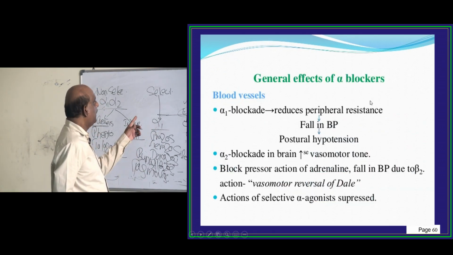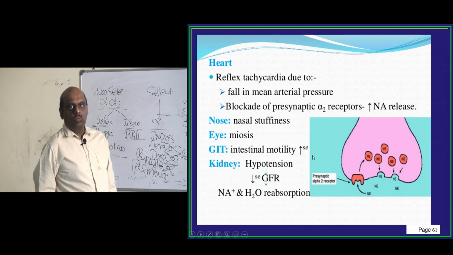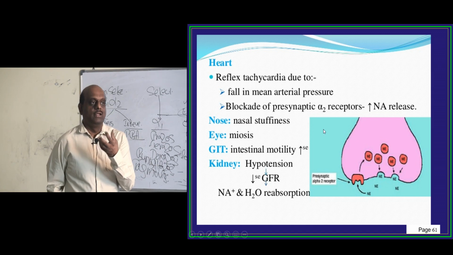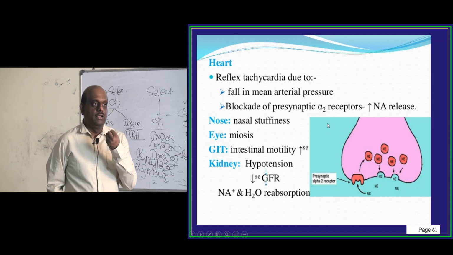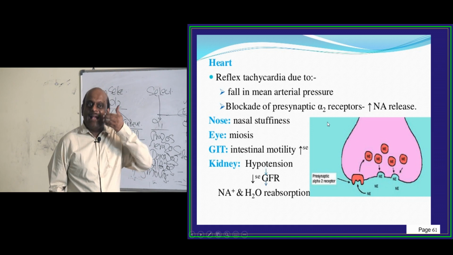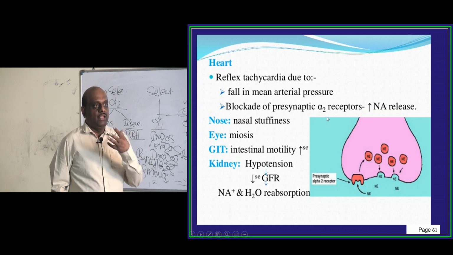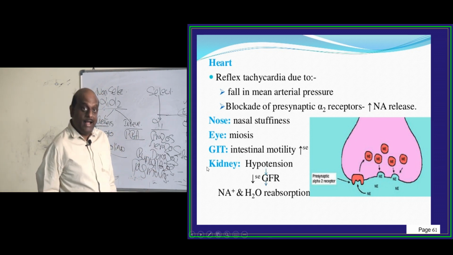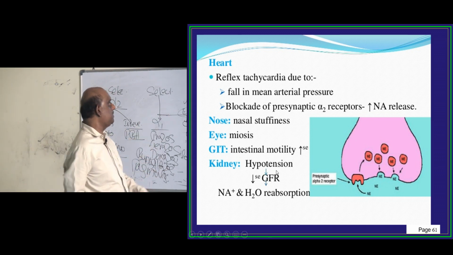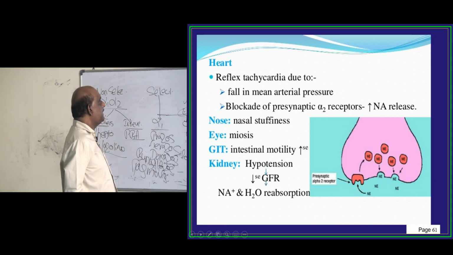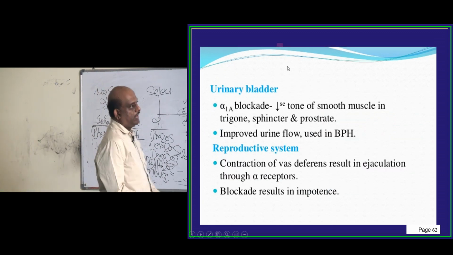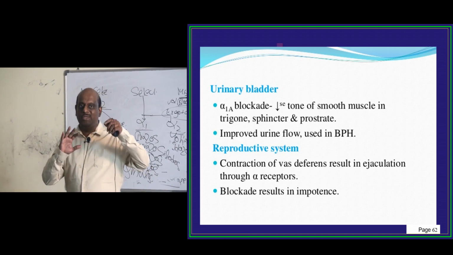And if you happen to give the alpha blockers, what happens? Alpha agonists like ephedrine are used to clear nasal congestion. If you give alpha antagonists, it leads to nasal stuffiness. In the eye, alpha antagonists will lead to miosis. In the GIT, they increase the intestinal motility. In the kidney, they decrease the GFR, is what you have to ultimately remember. Now, what is the effect of alpha blockers on the urinary bladder?